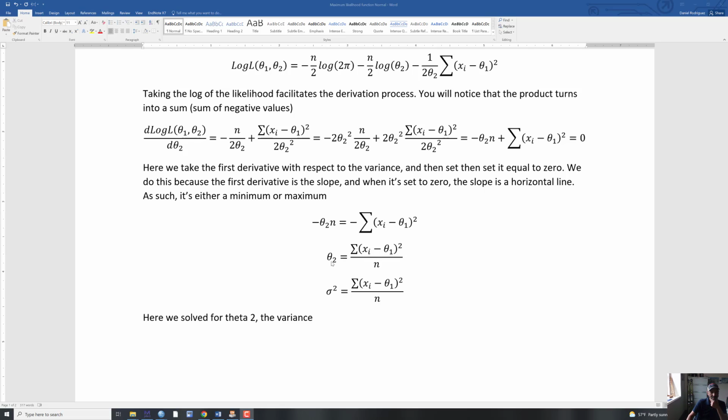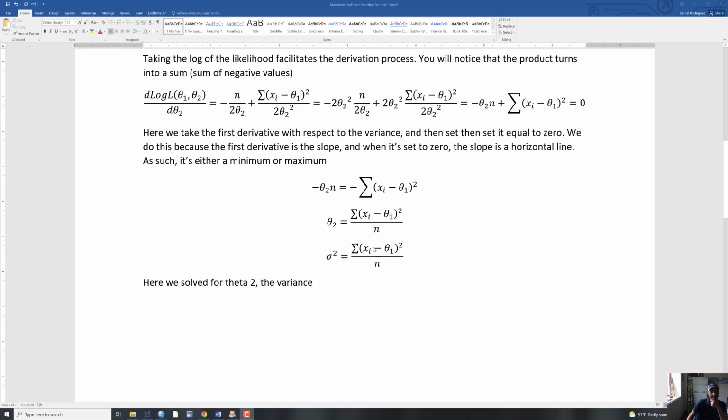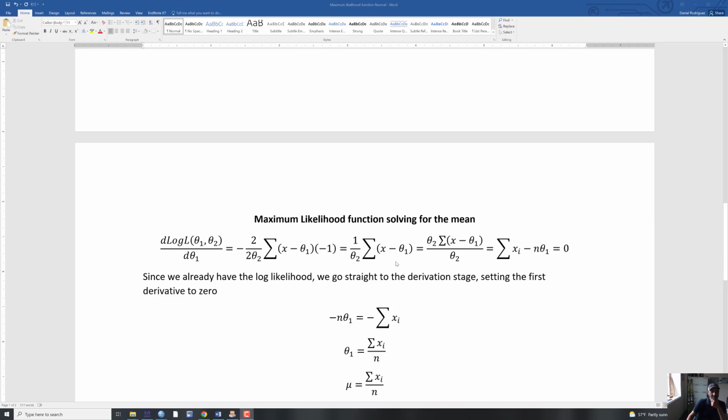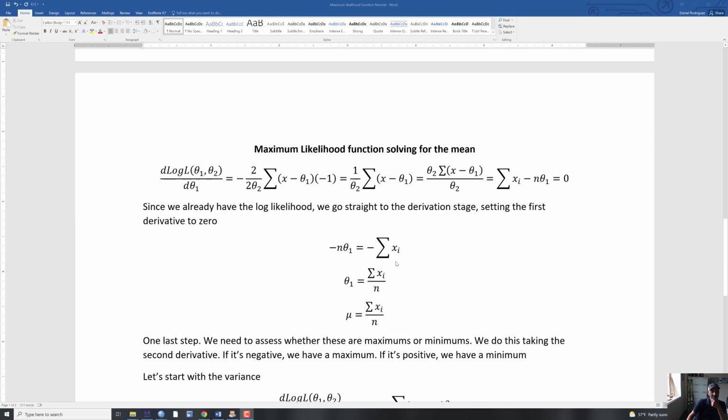Now this becomes just algebra. And there we go. We substitute back sigma squared for theta 2, and we get our known definition of a variance, right? Population variance. So that's our MLE, maximum likelihood estimator. Now we solve for theta 1, which is the mean in this case. We start with the same likelihood function and we take its derivative with respect to theta 1 instead.